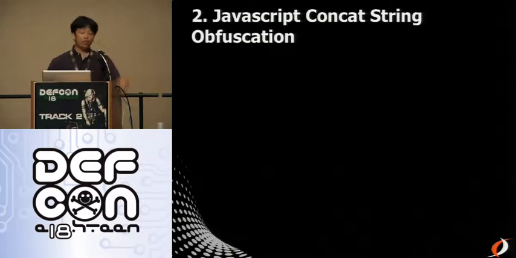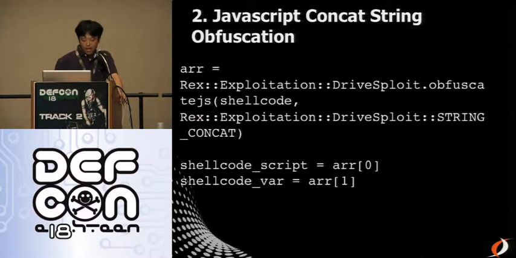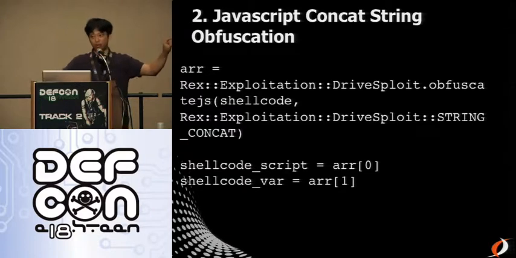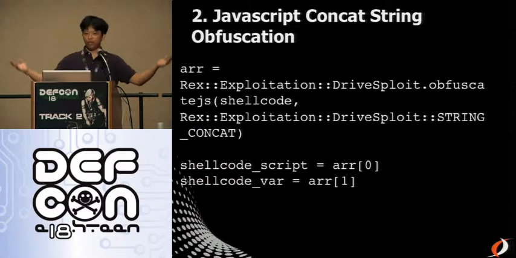The second one is very, very commonly used. It's called JavaScript concat string obfuscation. So this is how you use it. Basically, you call it, and you give it a piece of string, which can be the shellcode. And Metasploit, as you know, has a lot of encoders already. But when you're putting shellcode inside JavaScript, you have a lot of ways to further obfuscate that piece of shellcode because you can execute JavaScript.